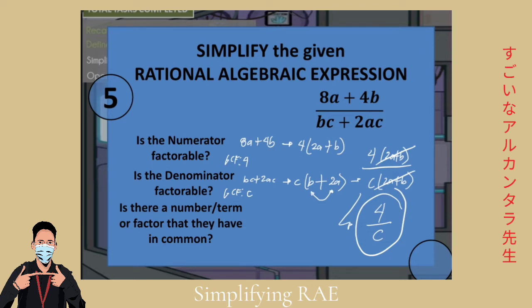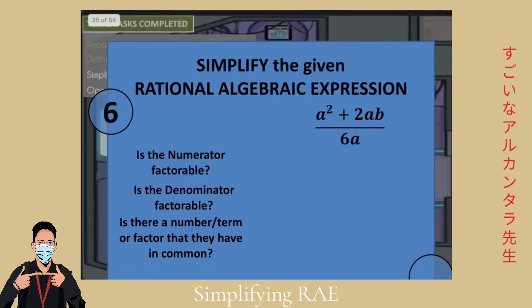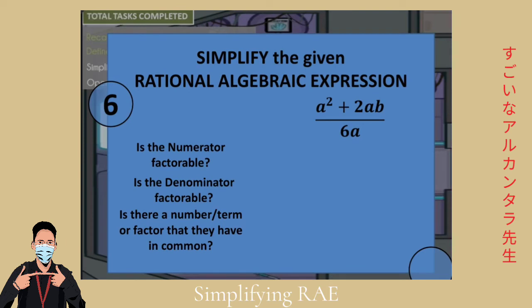I think we have 5 more. Now let's have this one right here: a squared plus 2ab all over 6a. So the numerator is factorable. You have a squared plus 2ab. Factor out the letter a because that's their GCF.